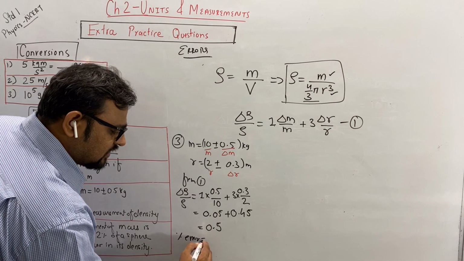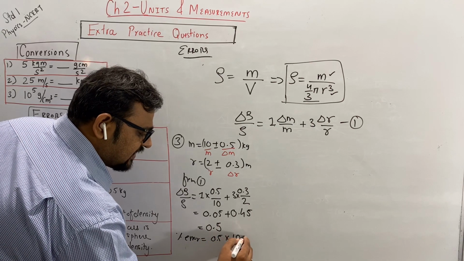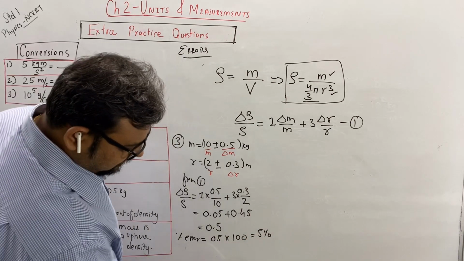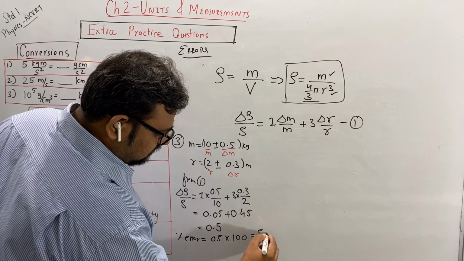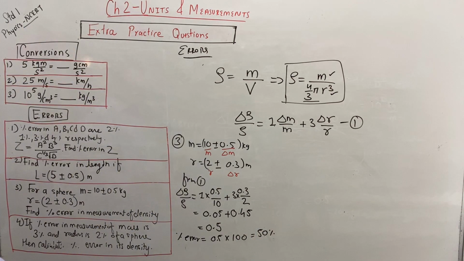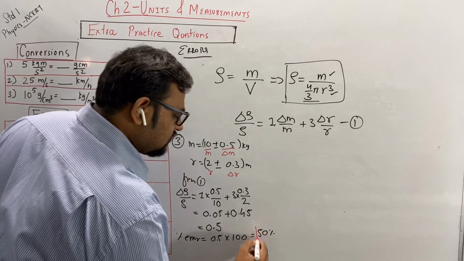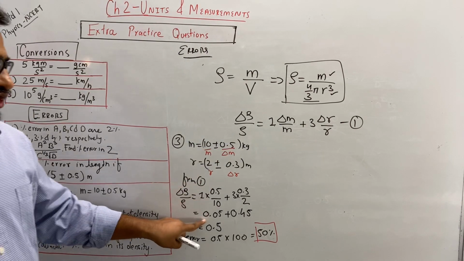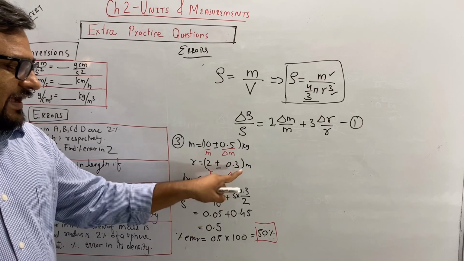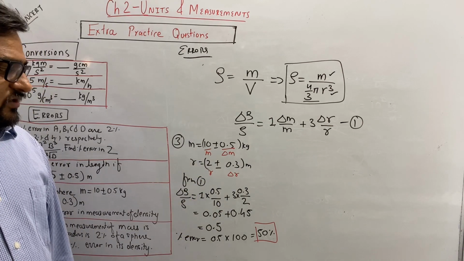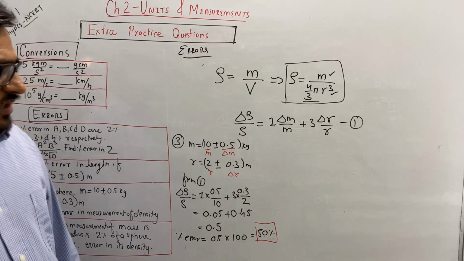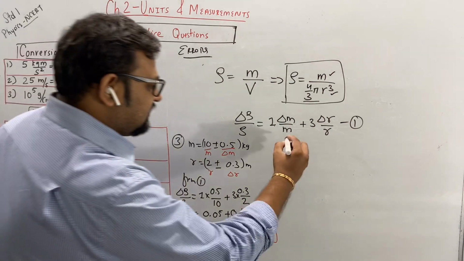Percentage error will be equal to 0.5 into 100, which is 50%. Clear? I am repeating what I did. Delta m by m, so 0.05, plus 3 times delta r by r, which was equal to 0.45. Clear? So this is the percentage error in question 3.